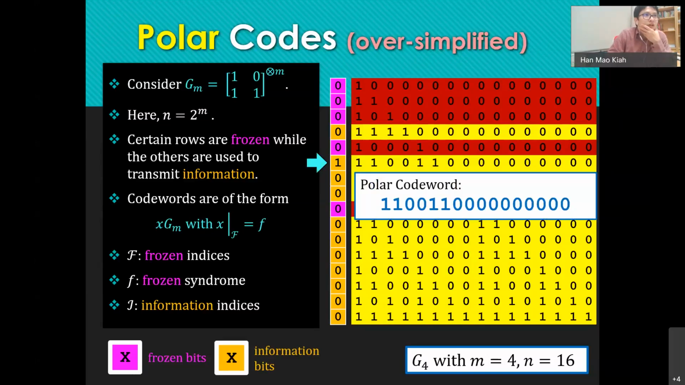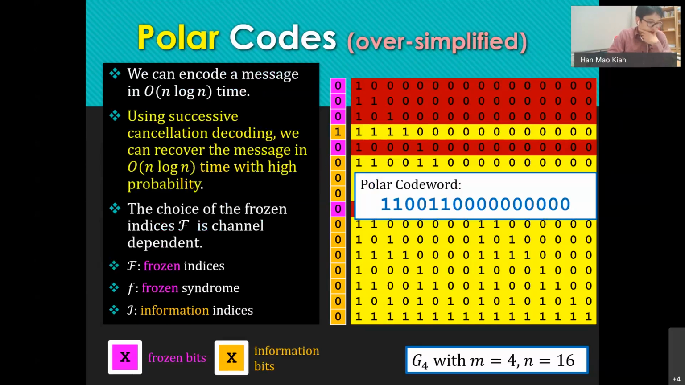Now, given this setup, it's not difficult to see that encoding is efficient, basically doing it in n log n time. However, what is more important is that Arikan showed that there's a decoding method called successive cancellation decoding, whereby you can efficiently and correctly recover a message with high probability. You can also show that you can achieve rates that are close to capacity.